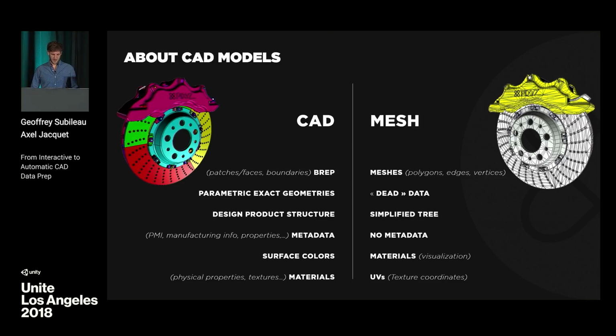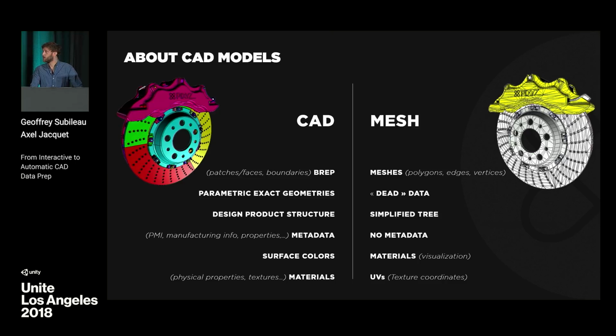CAD models are made of surfaces or bodies that are composed of CAD faces, also called patches. And they are delimited by boundaries. These are the black lines that you see on the breaks on the left side. Whereas polygon meshes from DCC are dead data. They are non-parametric. So that's the main difference between both.